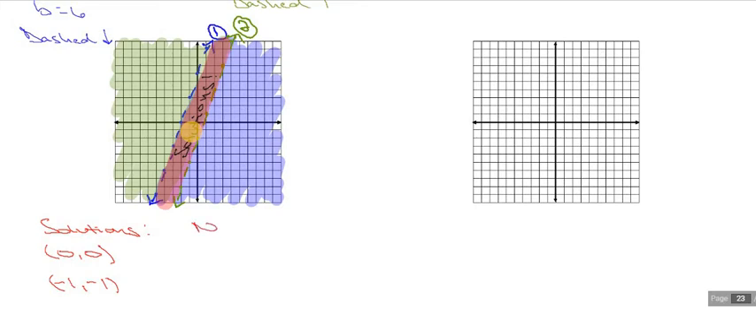So not solutions would be any ordered pair or ordered pairs in just the blue or just the green. So let's go 5, 5 is blue only. And negative 5, 3 is just green.